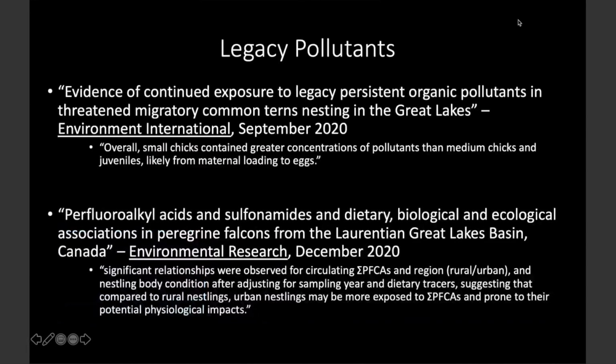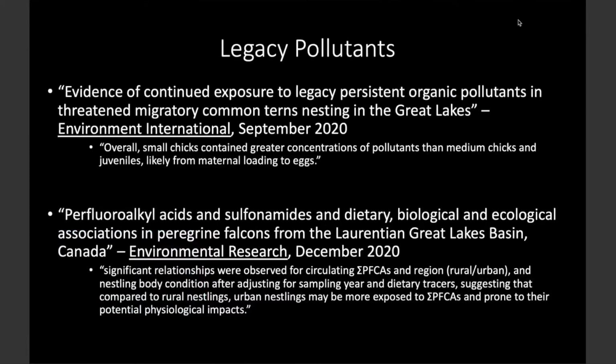Just some papers that have come out recently on the subject. This first one talks about the legacy persistent organic pollutants in the Great Lakes with common terns. The good quote from it that I pulled was, "Overall, small chicks contain greater concentrations of pollutants than medium chicks and juveniles, likely from maternal loading to eggs."